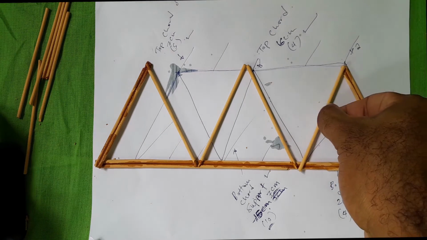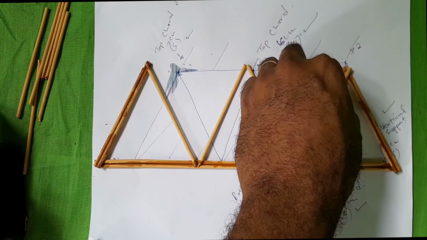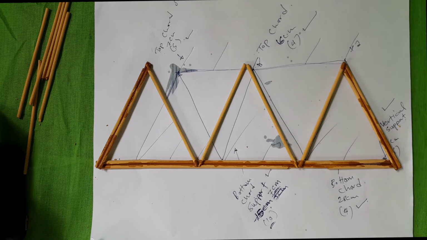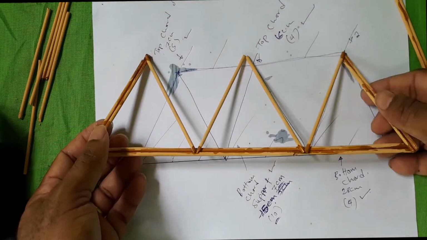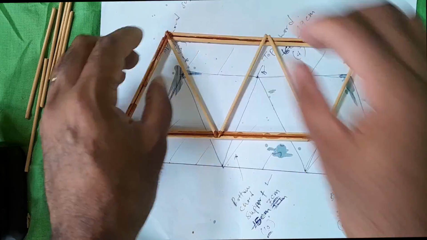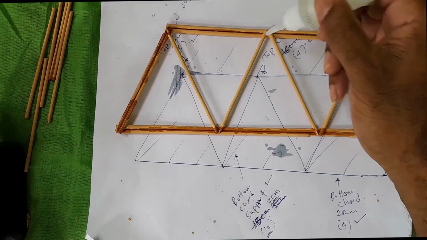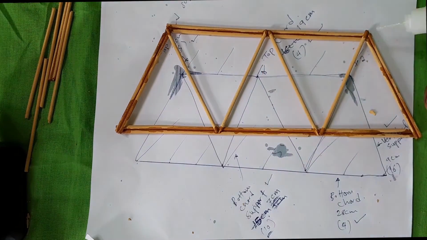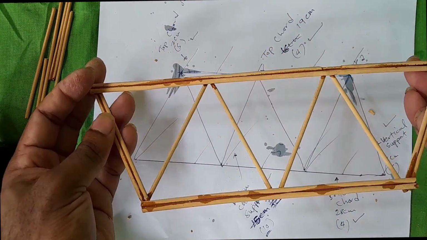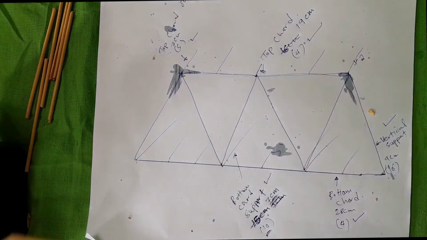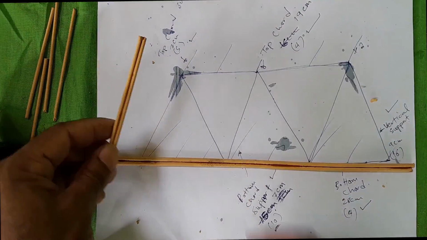Once all the vertical supports are glued, we add the top coat and also glue it together. Once this is done, we have completed one side of the bridge. We will repeat this step for the next side of the bridge.